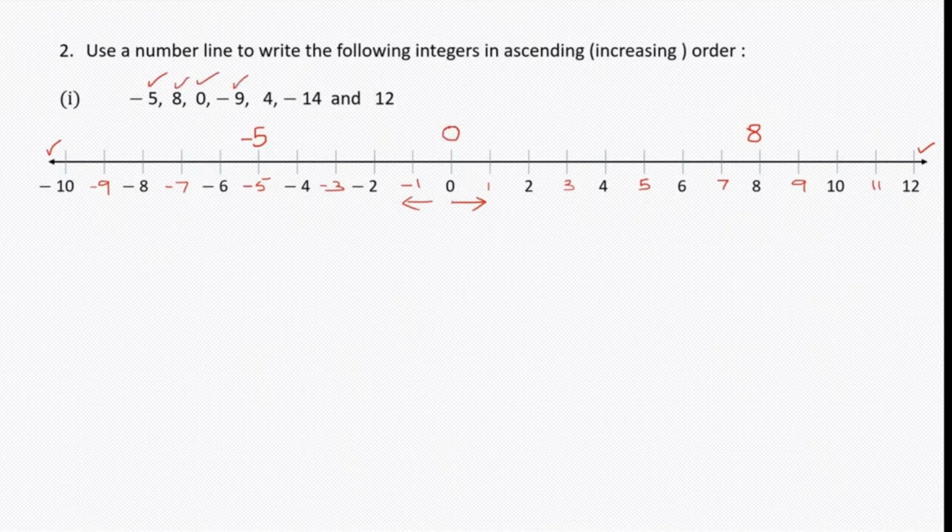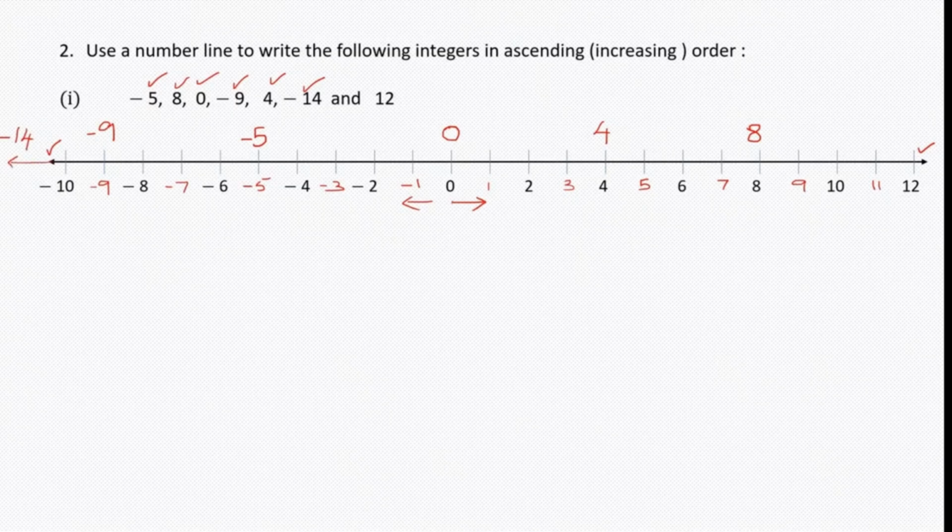Minus 9, look for minus 9. Negative numbers are on the left hand side. So let me write minus 9. 4, positive number on the right hand side. 1, 2, 3, 4. So I have 4 here. Minus 14. So minus 14 will go beyond minus 10. So let me write minus 14 here. Okay, if I have to plot this on the number line, it will go beyond minus 10.